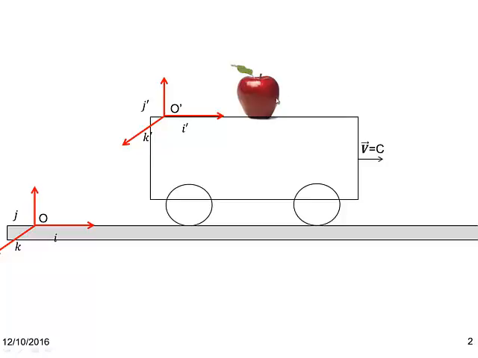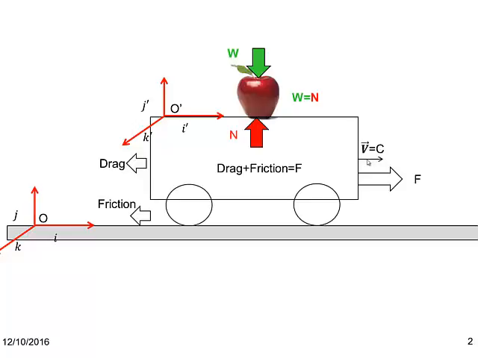In real life this will only be possible when the cart is pulled with a constant force which is balanced by drag and frictional forces at this velocity. The weight of the apple is balanced by the normal reaction from the surface. The apple is at rest with respect to O dash and it is moving at a constant velocity with respect to O. O and O dash are inertial frames of reference.